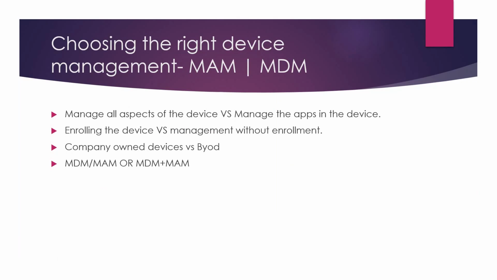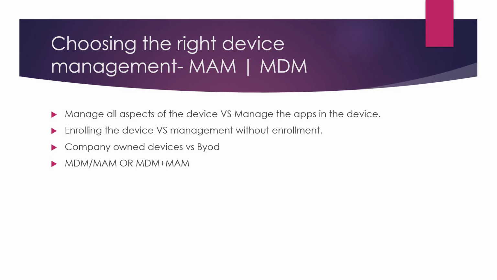So now it brings up the big question. We have two pillars in Intune. One is MAM and one is MDM. Both can be used in conjunction, but both can be used separately as well. Then that brings that question, which one should you use?